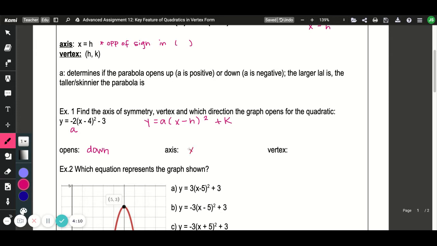So our axis of symmetry, remember that it needs to be an equation of a line, x equals. And then h is the number that's inside the parentheses with the x, opposite of the sign. So if this is x minus 4, then h is positive 4. And then the vertex is at h, k. And these were made up. Sorry, I can't write and talk at the same time. This form was done so that we could find the vertex, and then the h is the negative 3.